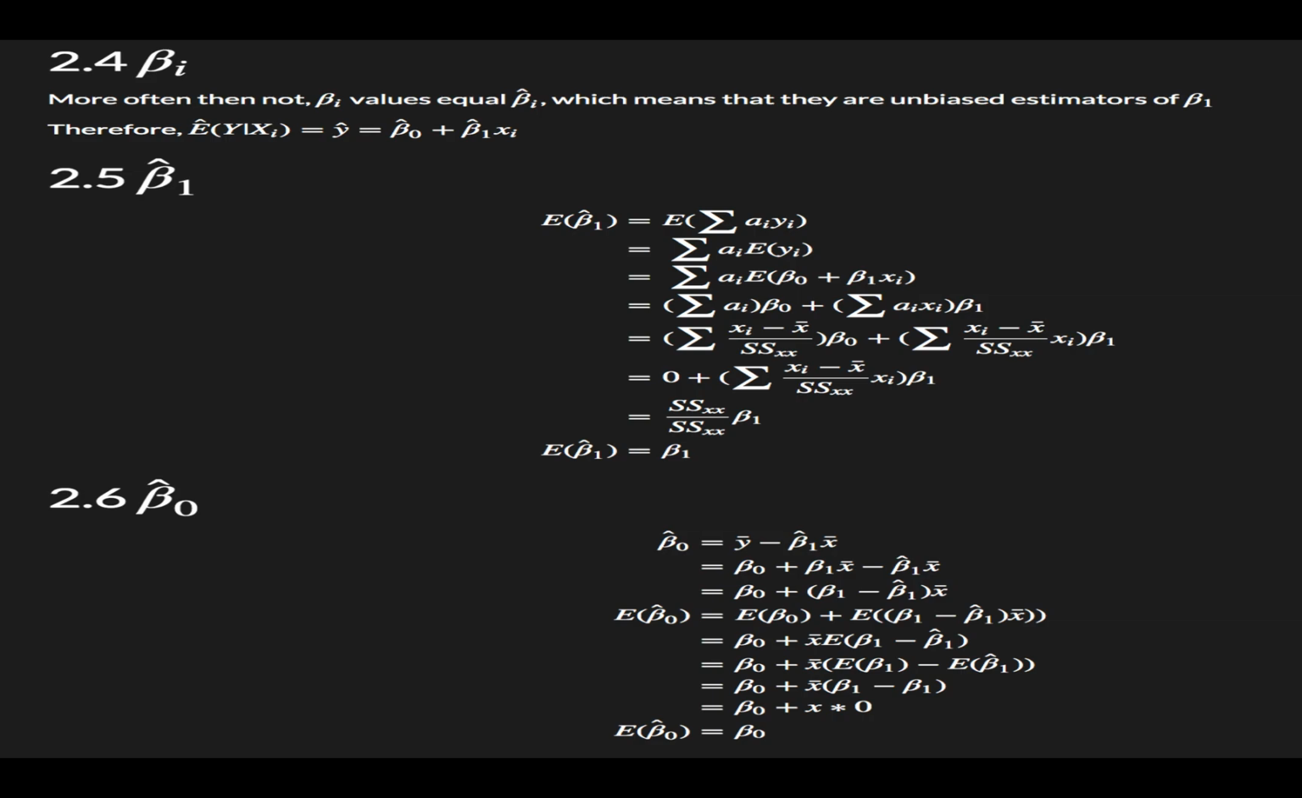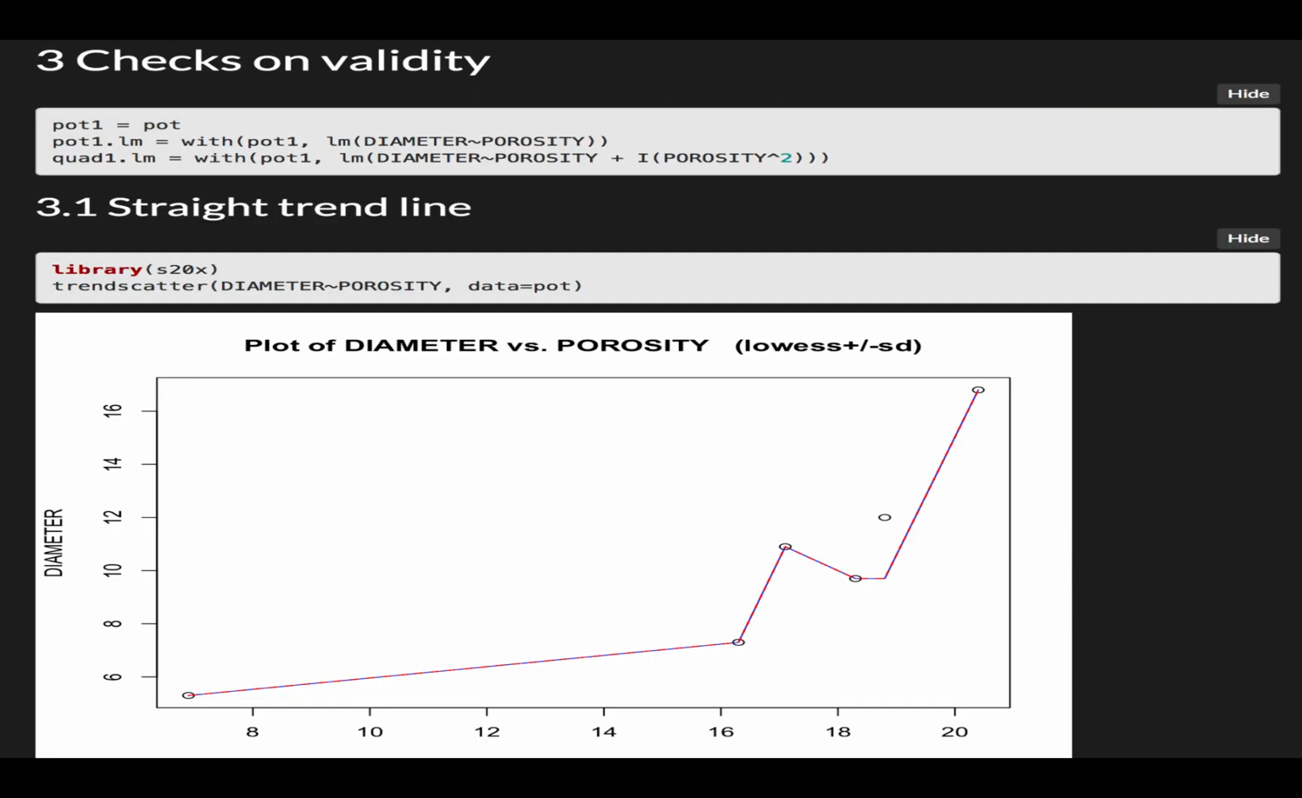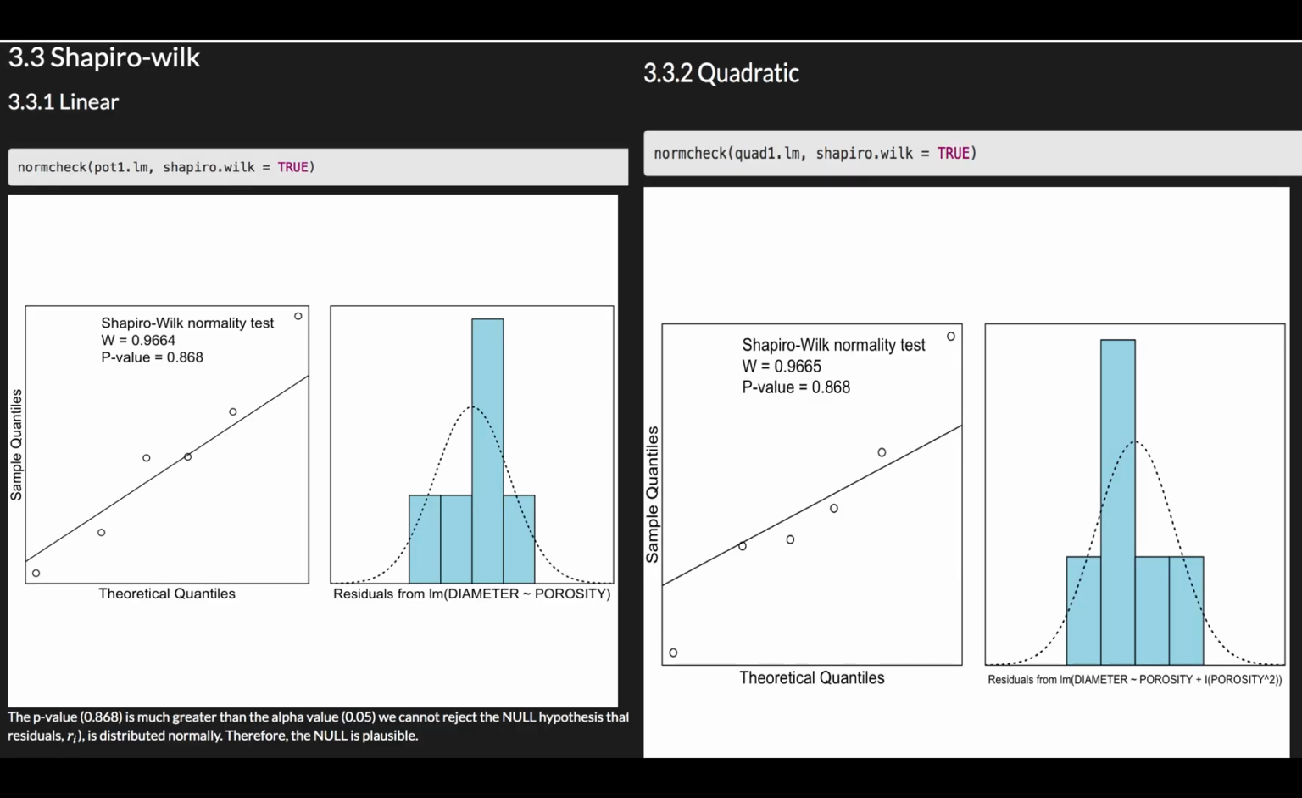Now, with all that theory out of the way, let's dive into our data. First, we did a very basic trend scatter of our data, and from what we can see, there could be an argument to make a linear model that would fit the data. However, when looking at the data, you could also make the argument that a quadratic would also fit, and so that's exactly what we did.